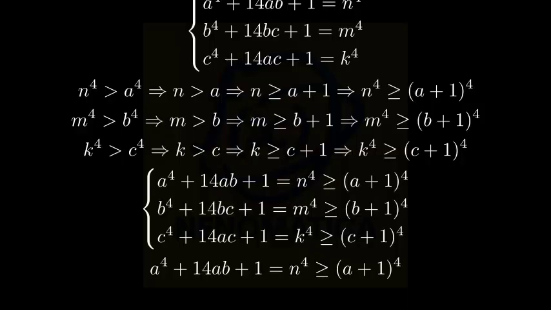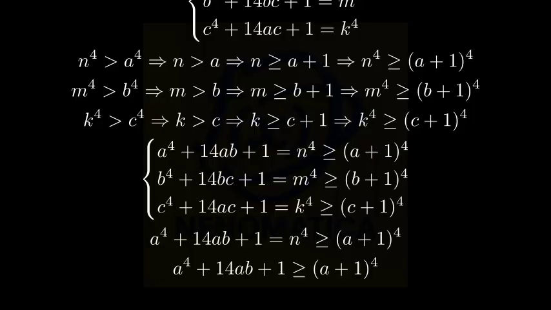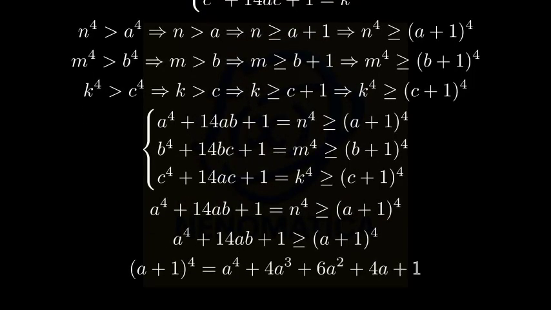Let's expand the inequality for the first equation. We have a to the power of 4 plus 14ab plus 1 is greater than or equal to (a plus 1) to the power of 4. When we expand (a plus 1) to the power of 4, we get a to the power of 4 plus 4a cubed plus 6a squared plus 4a plus 1.